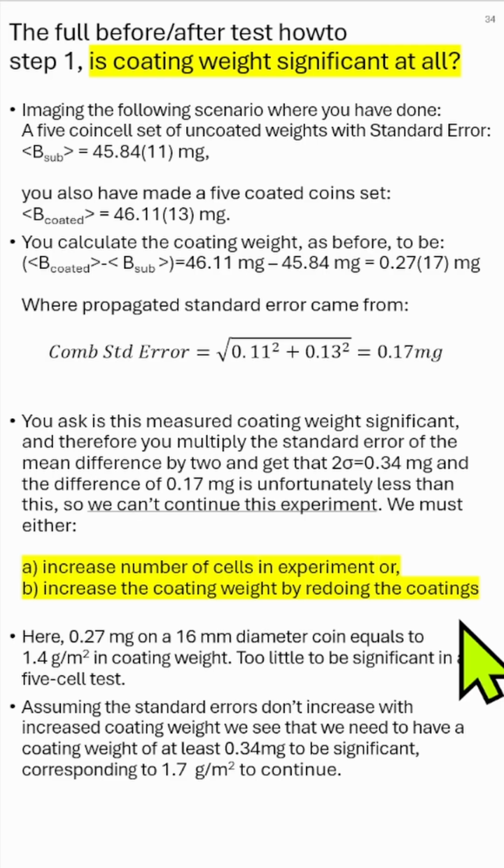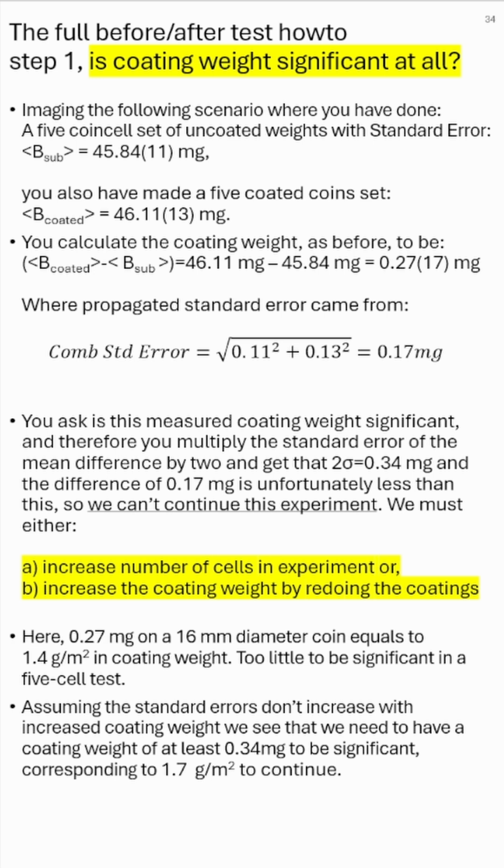So we have 2 options. Either we can increase the number of cells in the experiment, then we will reduce the size of that combined standard error, and then it will be statistically significant after a while. But that is very tedious. We don't want to increase coin levels here. We want to keep the number of coins as small as possible from a statistical perspective. So then we only can do B, and that is increase the coating weight by redoing the coatings. So that's it, a hard truth fact here.